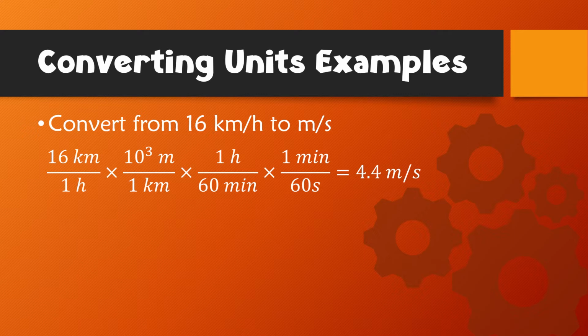And then we'll convert from hours to seconds. Some of you may have memorized how many seconds are in an hour, but for those who haven't, I've converted from hours to minutes first by multiplying by 1 hour over 60 minutes. And then from minutes to seconds by multiplying by 1 minute over 60 seconds. When I do this calculation, I find that 16 kilometers per hour is equal to 4.4 meters per second.